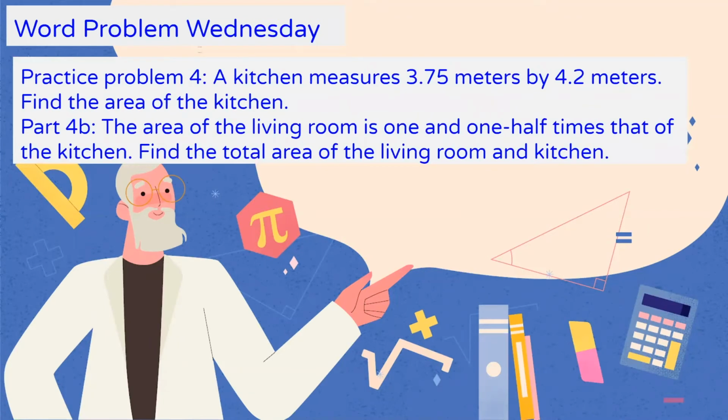And in the second part, the area of the living room is 1 1/2 times that of the kitchen. Find the total area of the living room and kitchen.